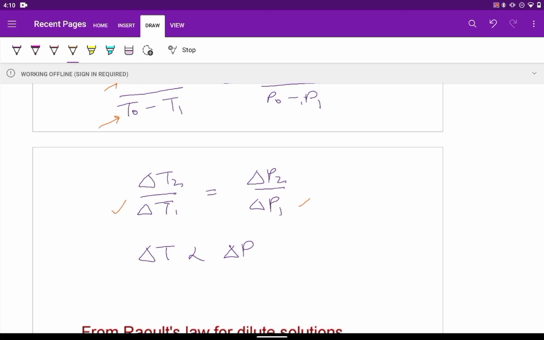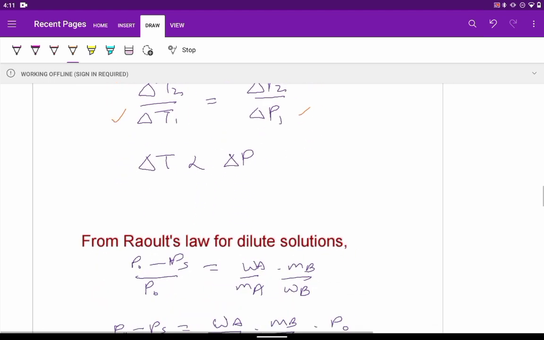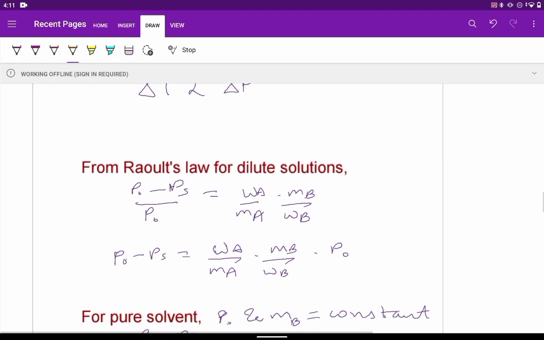Okay, so vapor pressure has also lowered. We know whenever we add a non-volatile solute, it will always lower the vapor pressure of the solvent. Now for very dilute solutions, we have already seen that Raoult's law states that (P0 minus Ps) by P0. Now what is P0? P0 is the vapor pressure of pure solvent, and Ps is the vapor pressure of solution. So we already have this equation with us.